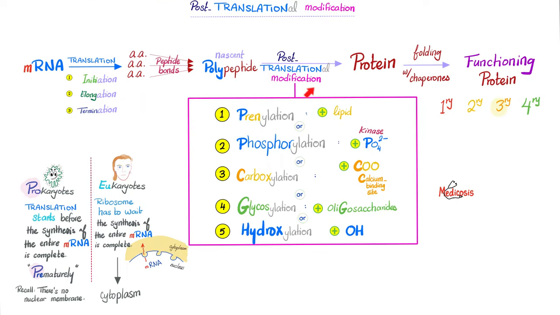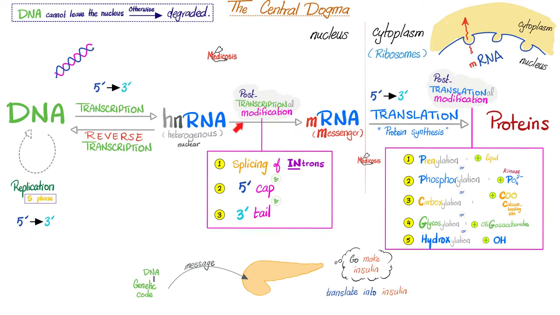And how can I do that? Well, post-translational modification is easy. You could add a lipid, we call this prenylation. You can add a phosphate group, you will need a kinase, and we call this phosphorylation. You can add a carboxyl group, you need a carboxylase, and we call this carboxylation. Or you can add oligosaccharides, a glycosylation reaction. Or you can add OH, a hydroxyl group, hydroxylation.